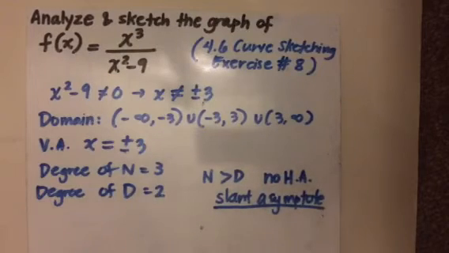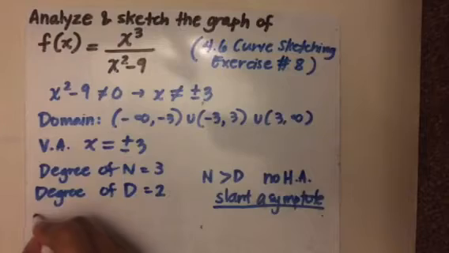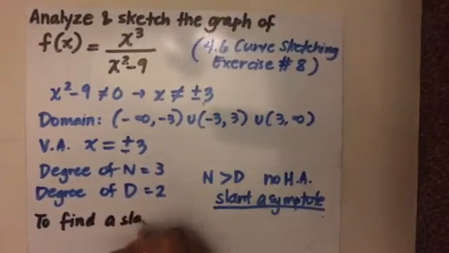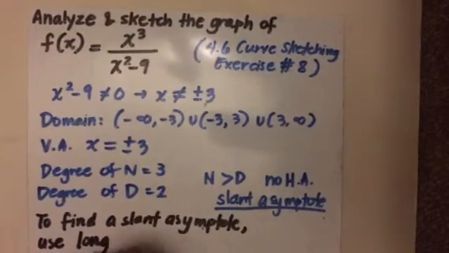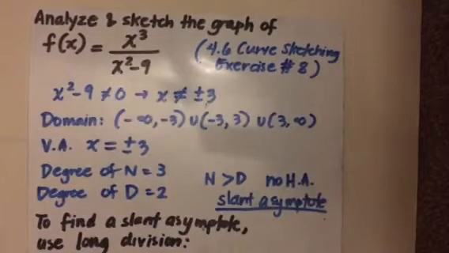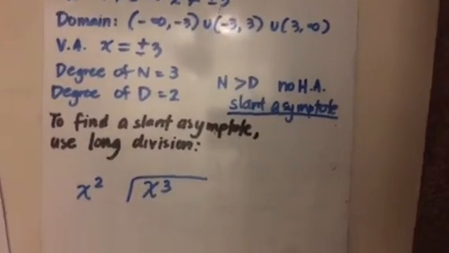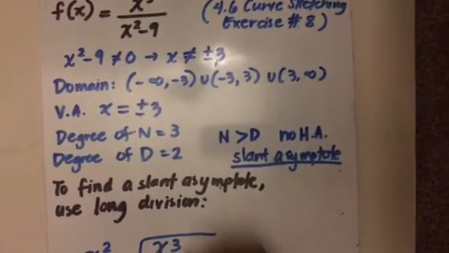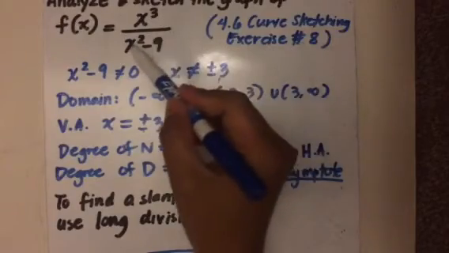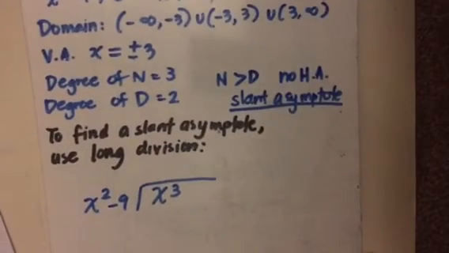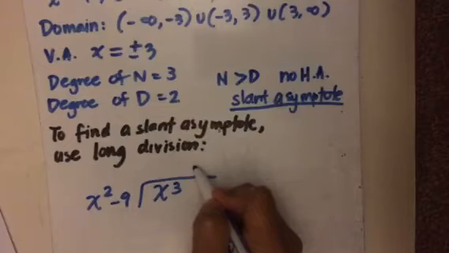And so to find a slant asymptote, what we do is use long division to divide the numerator and denominator. So we divide x cubed by x squared minus 9. So you see our numerator is x cubed, and we divide that by the denominator x squared minus 9. So x cubed divided by x squared is x.